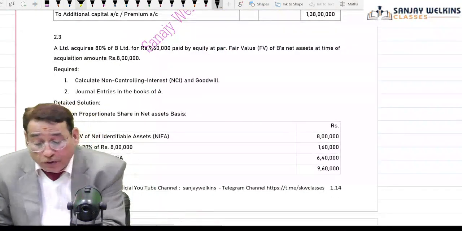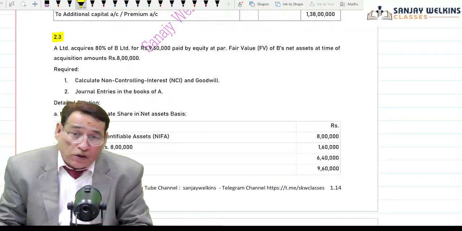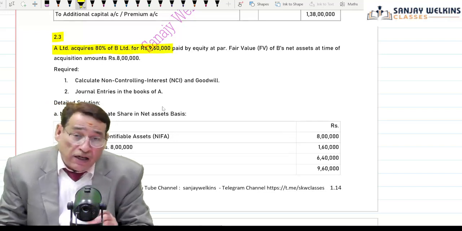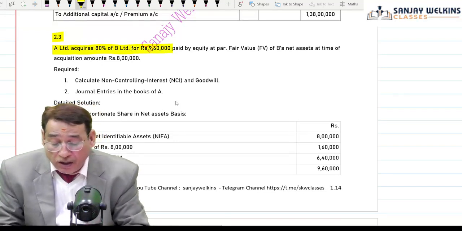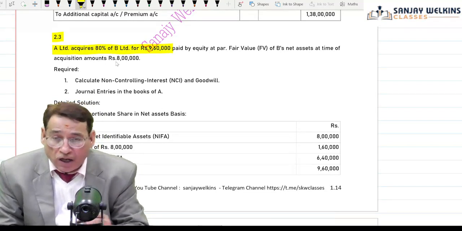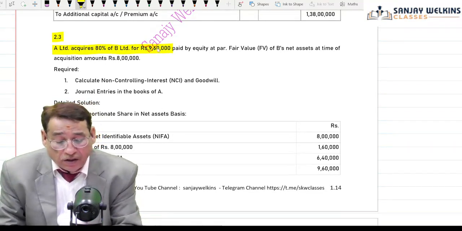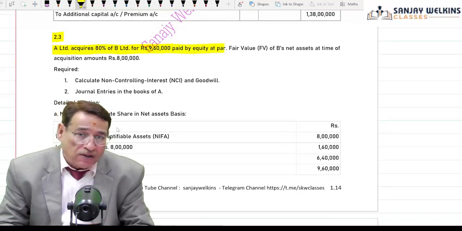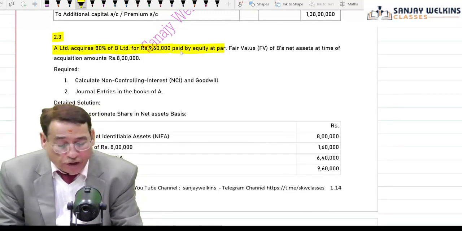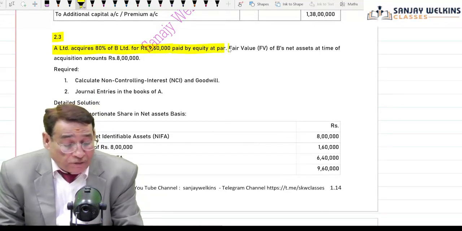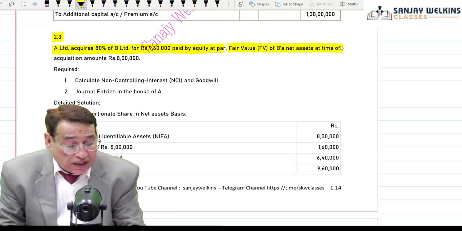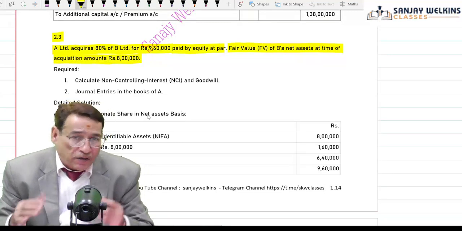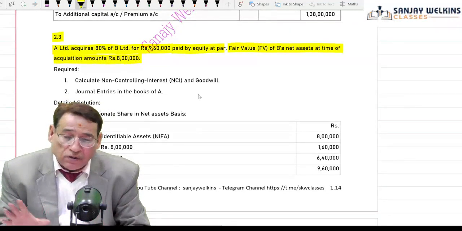Now we move over to 2.3. Let's see what is given in this particular question. Here it is given A Limited acquires 80% of B Limited for 9,60,000. So there is an entity A Limited that acquires 80% control of B Limited. The amount is 9,60,000, paid by equity shares. This time the consideration is paid by way of equity shares at par. Further, it is given that the fair value of B's net assets at the time of acquisition amounts to rupees 8 lakh.